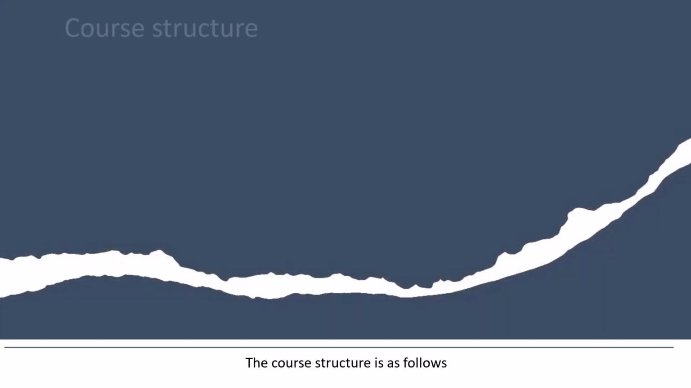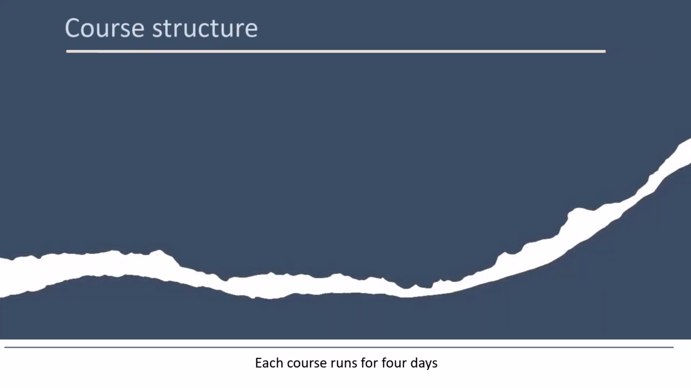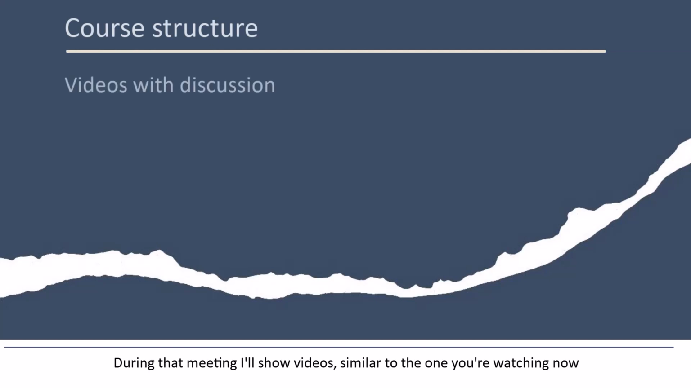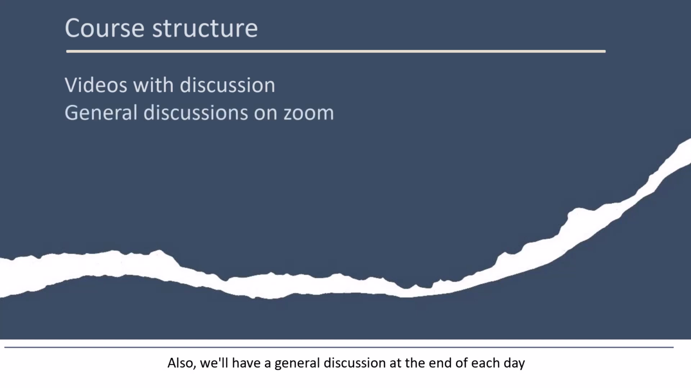The course structure is as follows. Each course runs for 4 days and will meet every day for around 4 hours. During that meeting, I'll show videos similar to the one you're watching now. I'll watch those videos with the class, and I'm happy to stop the video at any time for questions and additional discussion. Also, we'll have a general discussion at the end of each day and one after the course is completed, where I would encourage you to bring up any and all questions you might have.